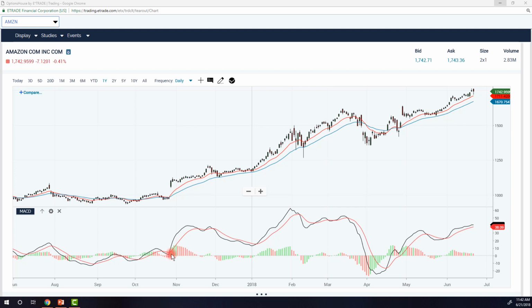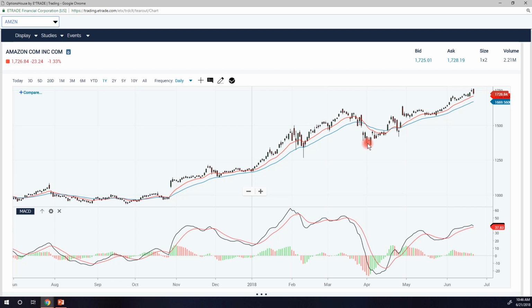So in other words, if you see that the histogram is all above zero, as in this case, but it changes from green to red, it means that it's increasing, but it's increasing at a decreasing rate. This gap here is getting smaller, and that's why these bars are turning red. So the histogram just gives you a little bit better visualization of what's actually happening between your MACD line here in black and the signal line in red.